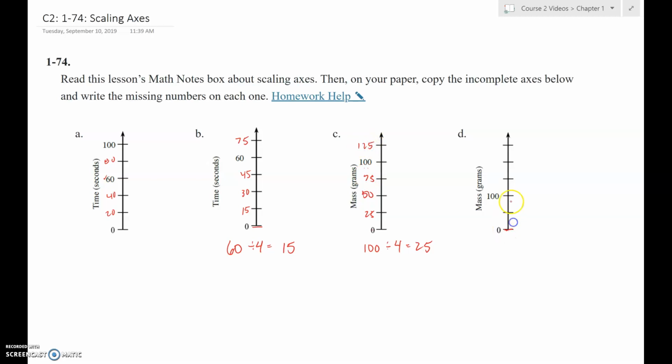In this one, I go from 0 to 100 in 2 intervals. So 1, 2, so that must be 50 and 50. So 50, 100, 150, 200, 250.